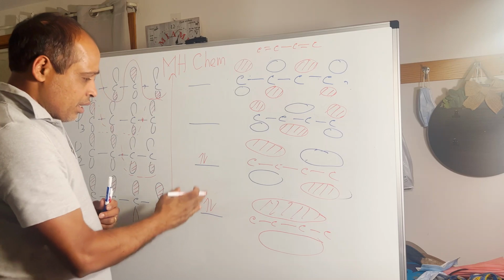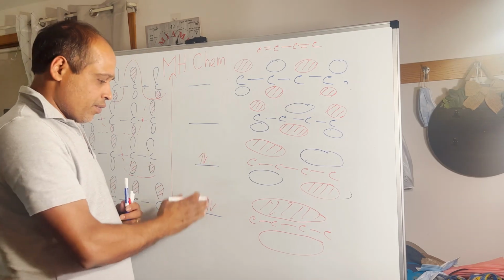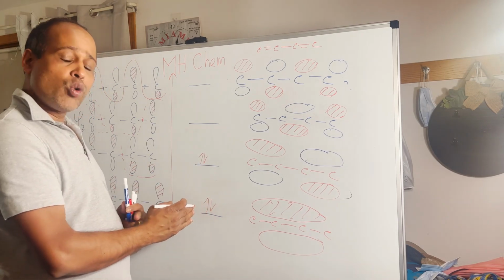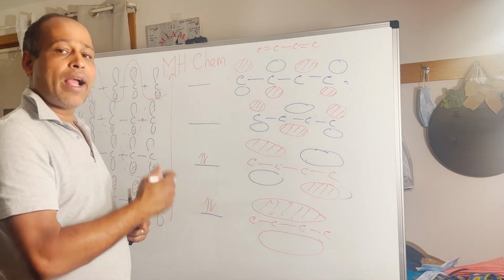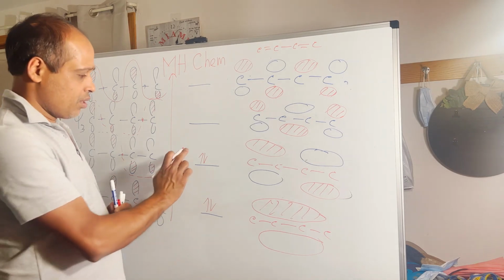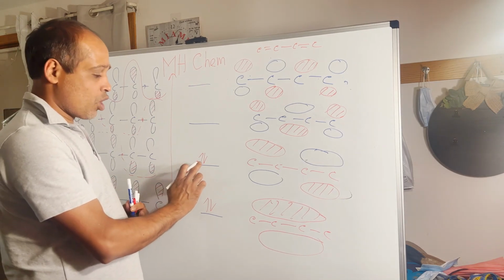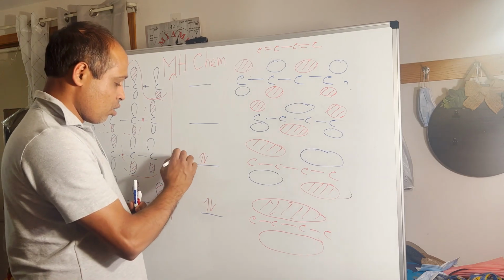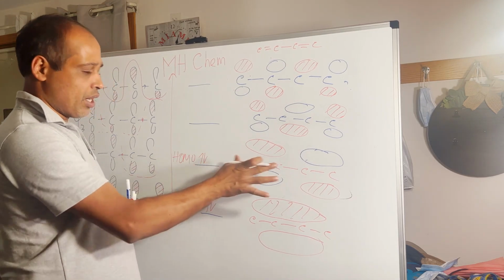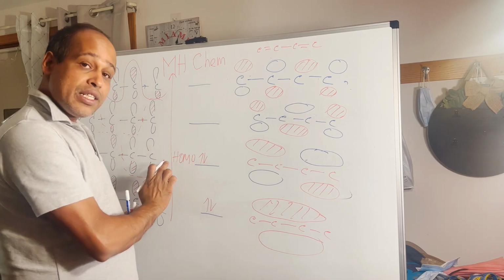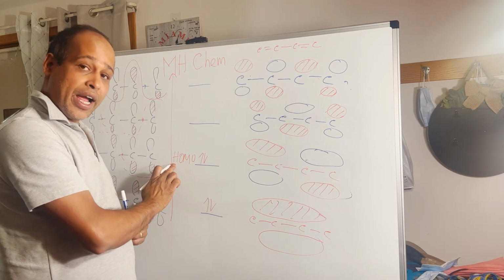So now there are 2 occupied orbitals. Now find out which one is occupied and energetically higher. This one. That's why it is called HOMO. Okay? This is the HOMO of the butadiene. So energetically higher, that's why H, highest.